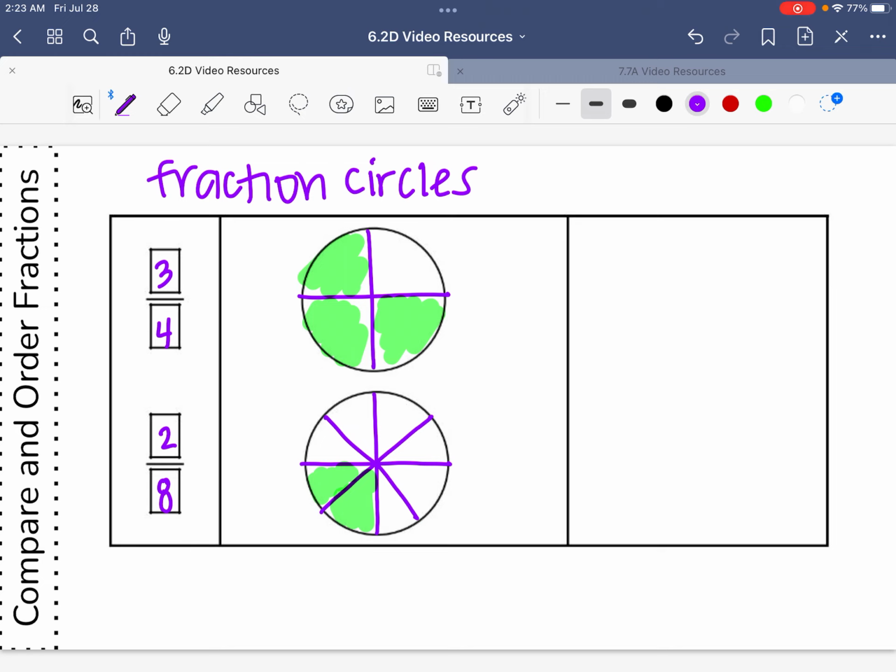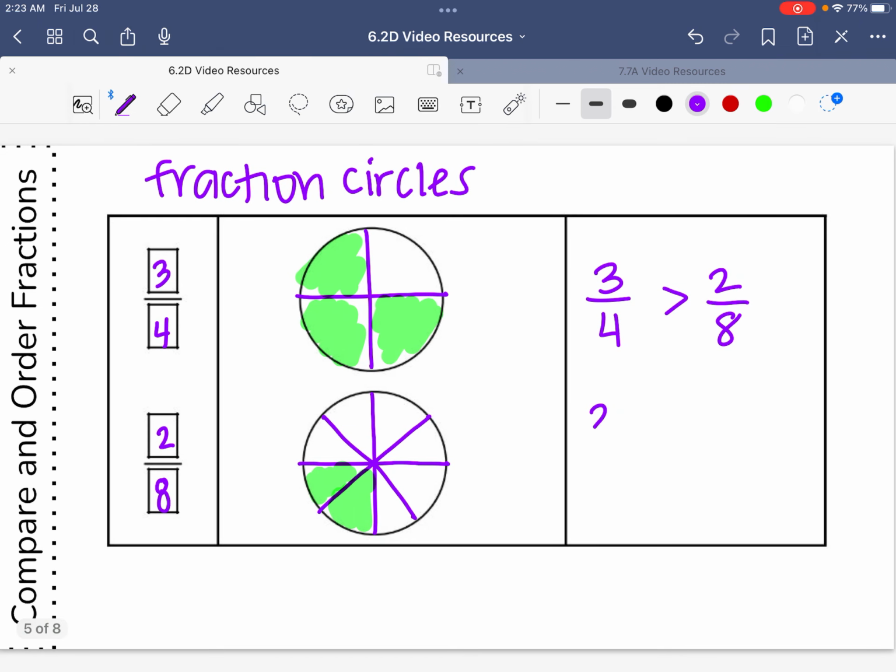And this visual representation very quickly shows me that 3/4 is greater than 2/8. I could also write this as saying 2/8 is less than 3/4.